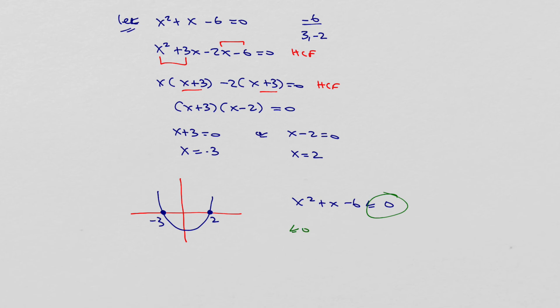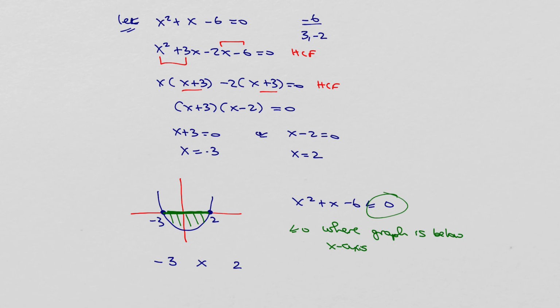Less than or equal to means where is the graph below the x-axis. So in other words, what values of x give me negative values for y? And therefore that must be every value between minus 3 and 2. So all of these x values here on the number line will give me negative y values. So that means that x has to lie between minus 3 and 2.